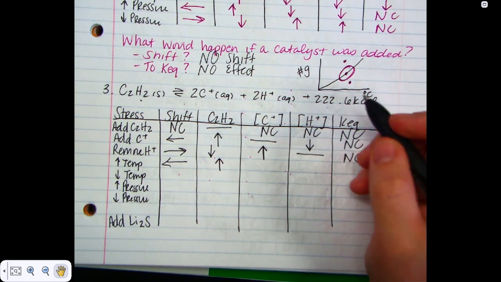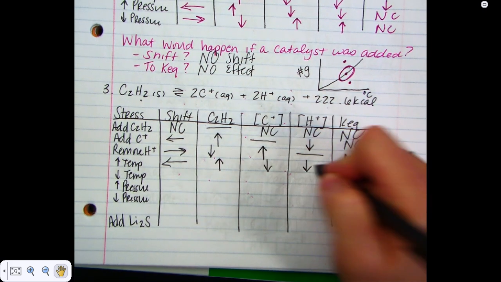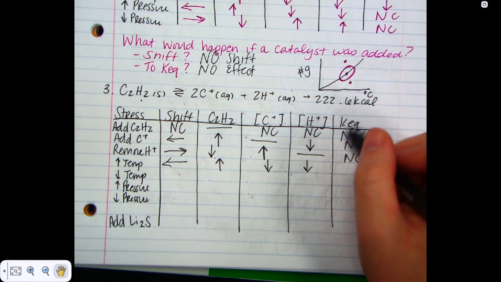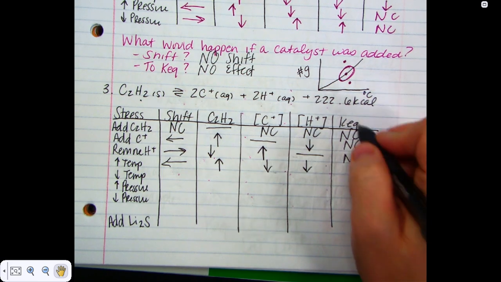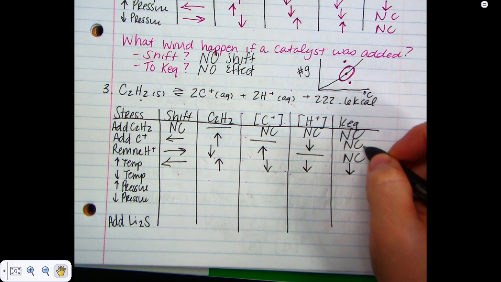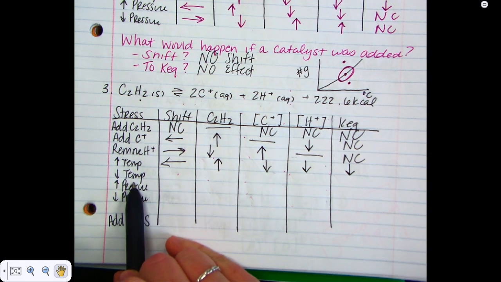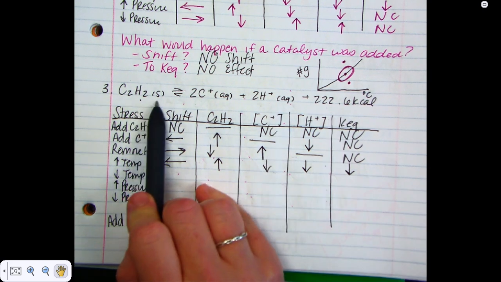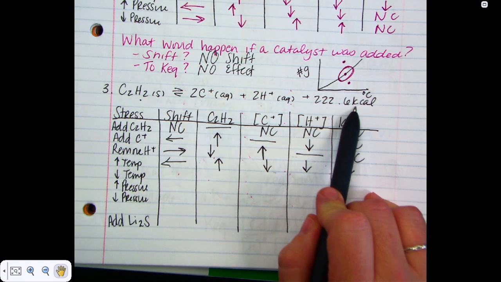So it goes up and my two ions go down. Well, this is temperature. If my products go down, what happens to K? K goes down. All right. If I decrease the temperature, what's going to happen? If I decrease the temperature, I've got to shift to the right to make it go back up again.